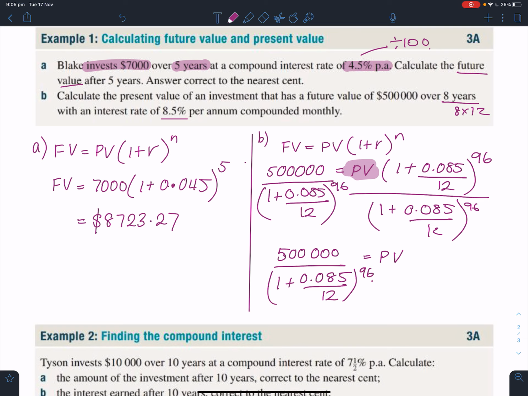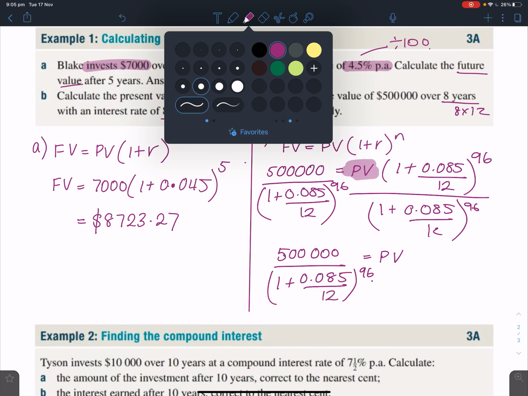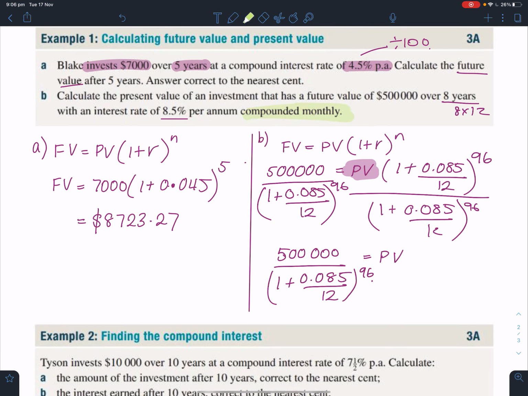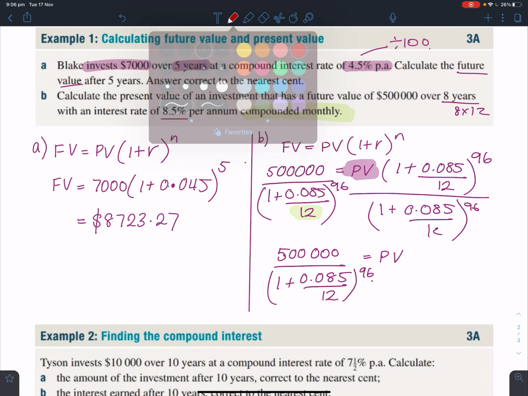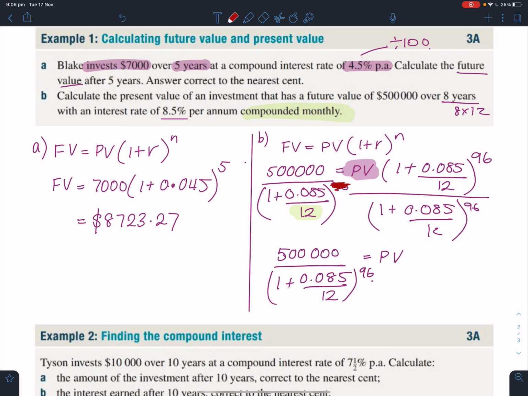So just to point out again, because it's compounded monthly, this is 12. Now, so this is 8 years, right? So you're going to get 8 times 12. So basically, whatever you divide your interest rate by, you're multiplying that by, okay? Because it's the number of terms.